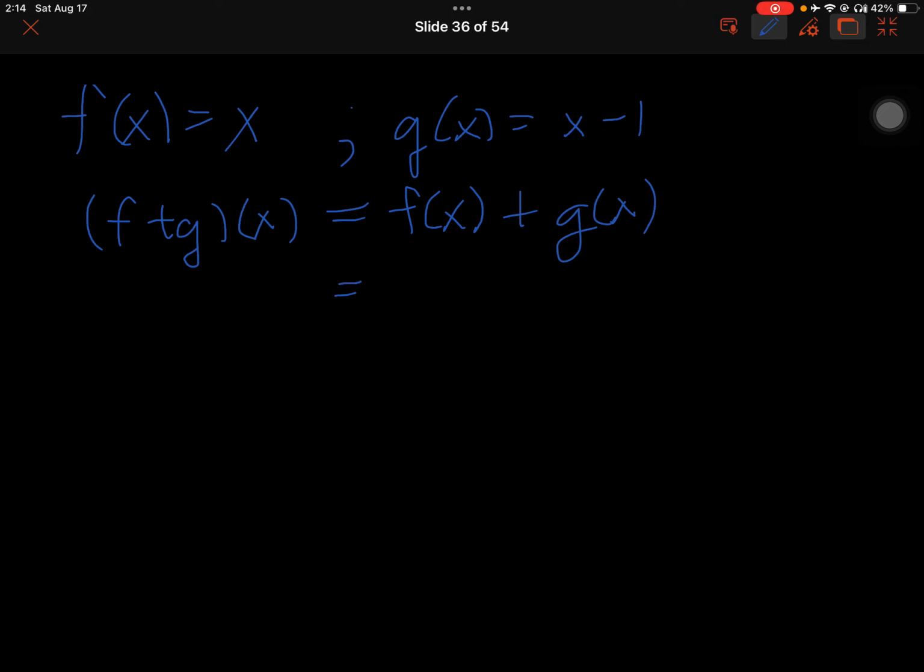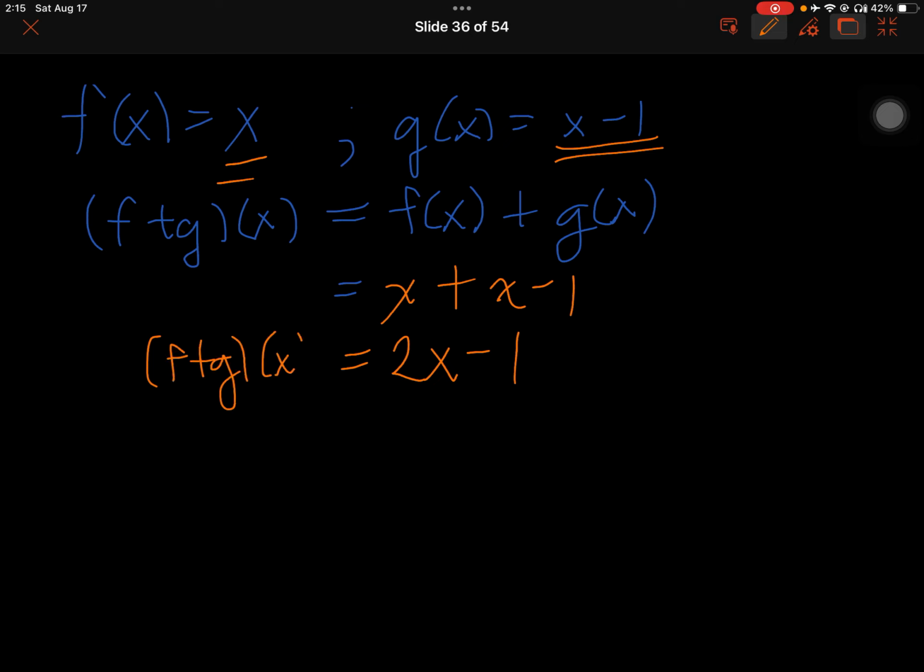which is equal to... For this one, we have to substitute the value of the function. For f of x, this is equal to x. And for g of x, this is equal to x minus 1. So f of x will be x plus g of x will be x minus 1. Simplify it, we will have 2x minus 1. So f plus g of x is equal to 2x minus 1.